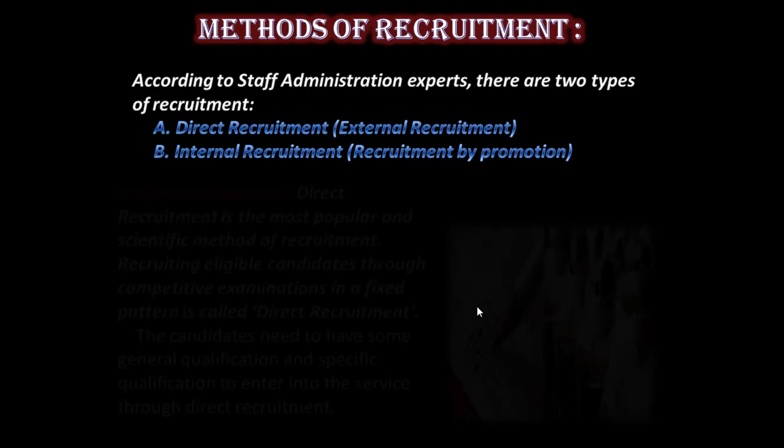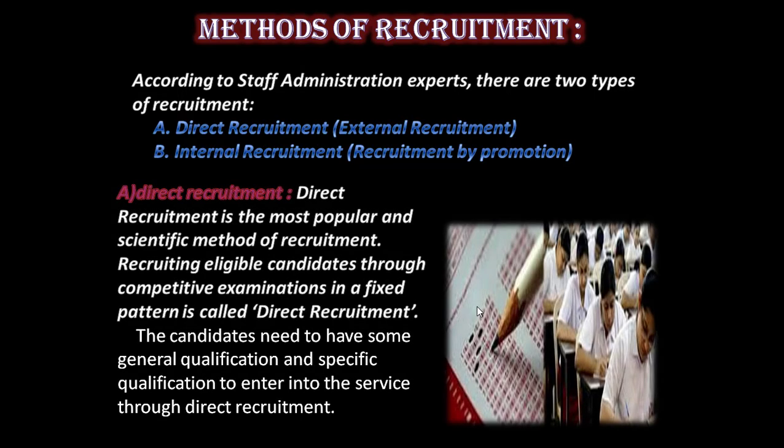So now in detail we are going to be getting what is direct recruitment and what is internal recruitment. Among that, direct recruitment is the most popular and scientific method of recruitment. Under this concept, recruiting eligible candidates through competitive examinations in a fixed pattern is called direct recruitment.